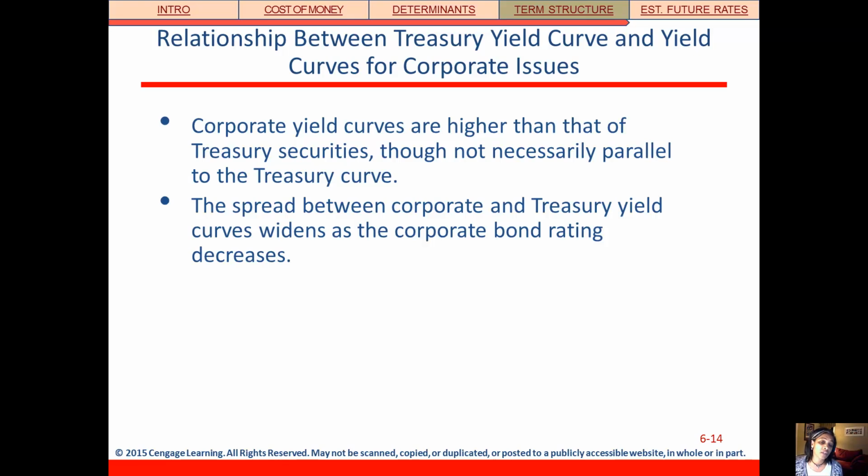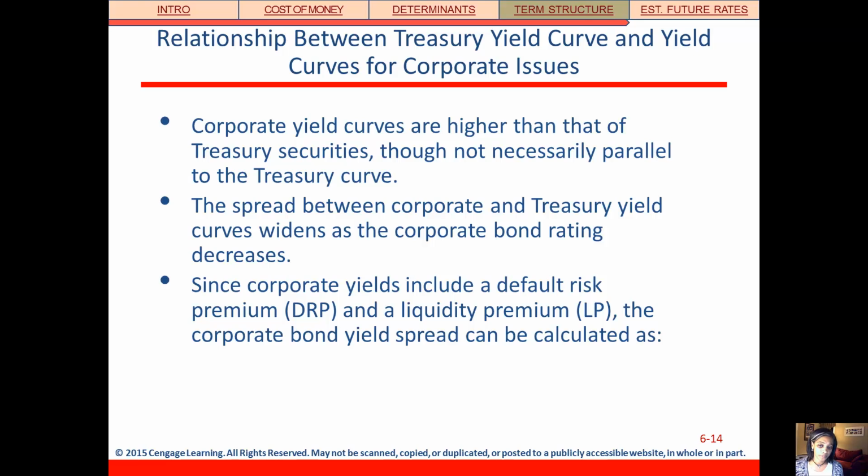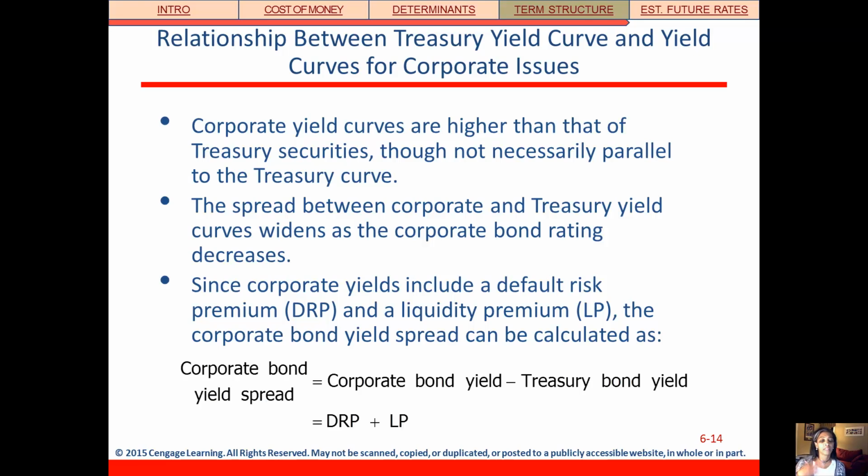That spread is going to widen as the corporate bond rating decreases, meaning the default risk premium is going to get higher as the quality of the bonds deteriorates. So that means our corporate bond yield spread is just DRP plus LP. Those are those two risks that are only related to corporate debt securities.